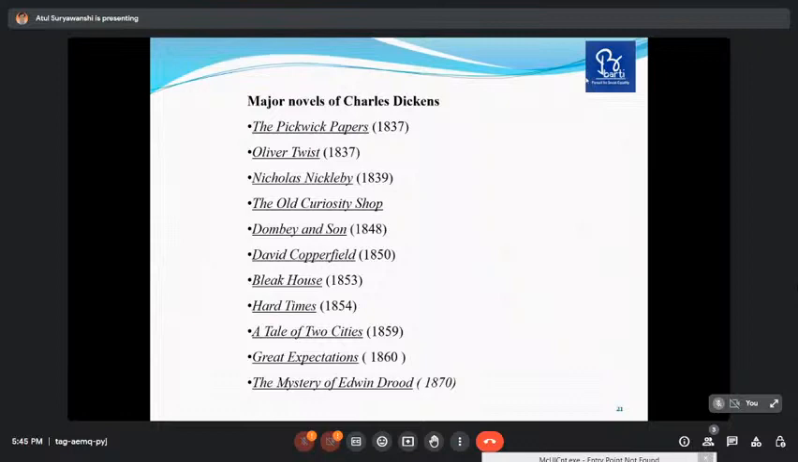Then Nicholas Nickleby in 1839. Then The Old Curiosity Shop. Then Dombey and Son in 1848. Then David Copperfield in 1850. As I told you, in the very preface of this novel, Charles Dickens admitted himself that I am the fond parent of every child, and in my heart of hearts there is a favorite child, and his name is David Copperfield, he says. The next in the series, which he published in 1853, was entitled Bleak House.